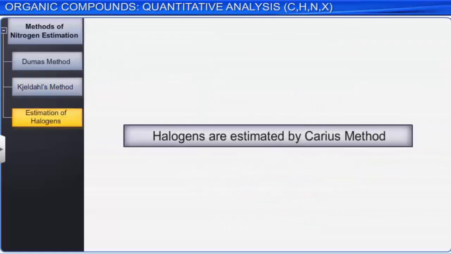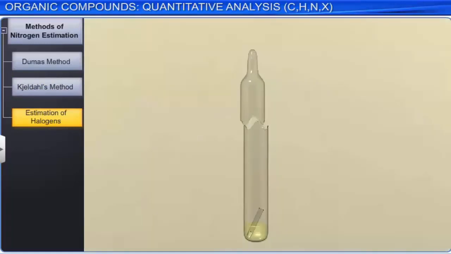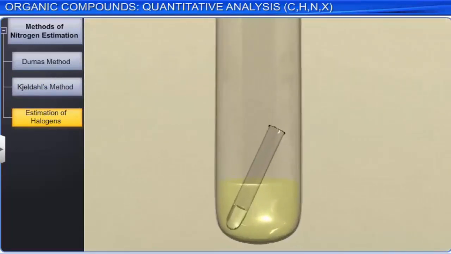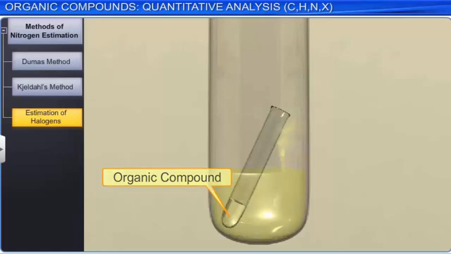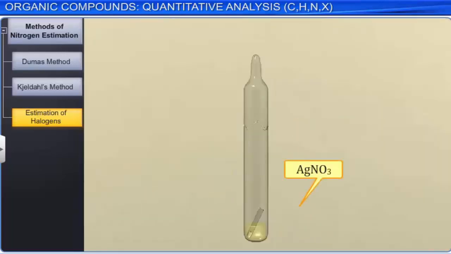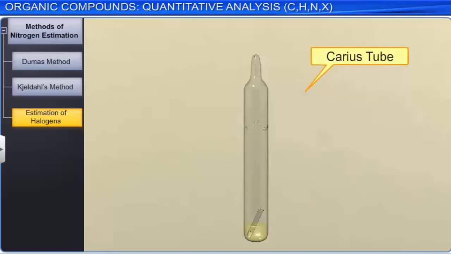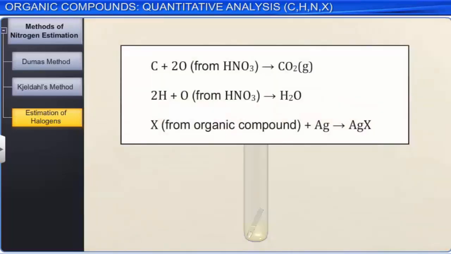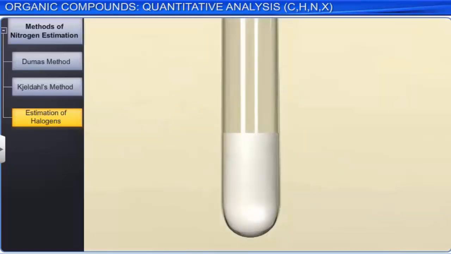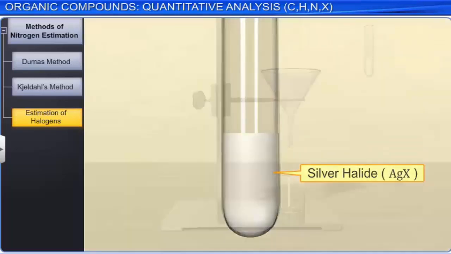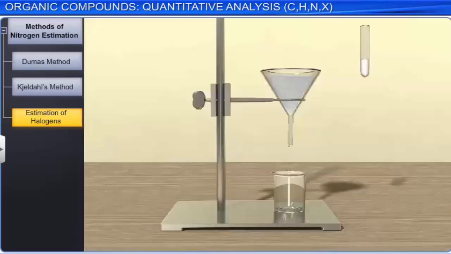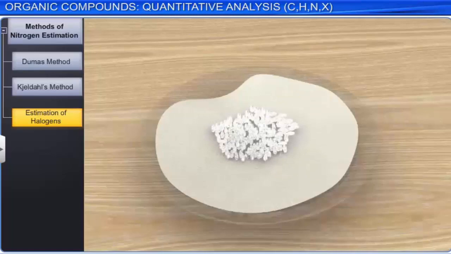Halogens are estimated by Carius method. In this method, a known mass of organic compound is heated with fuming nitric acid in the presence of silver nitrate in a hard glass tube called Carius tube. In this process, carbon and hydrogen are oxidized to carbon dioxide and water, while halogen is converted into silver halide. The halogen forms a precipitate of silver halide. This precipitate is filtered, washed, dried, and then weighed.